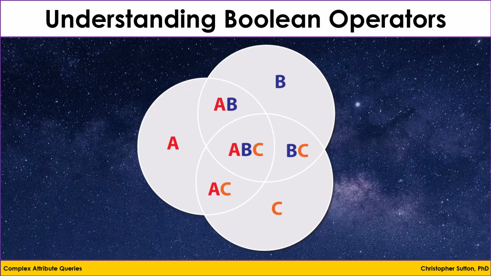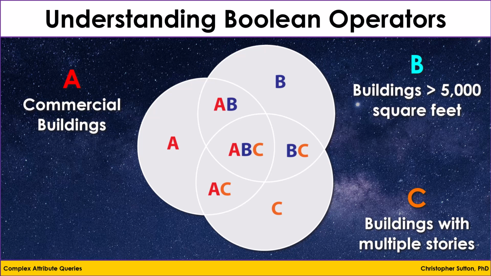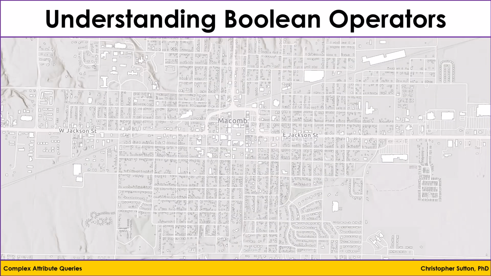In the following examples, we will use conditions that are represented by this Venn diagram. In it, we have three different conditions. Condition A, which is commercial buildings. Condition B, which is buildings that are greater than 5,000 square feet. And C, which are buildings with multiple stories. We will use a layer of buildings in Macomb, Illinois to show examples.